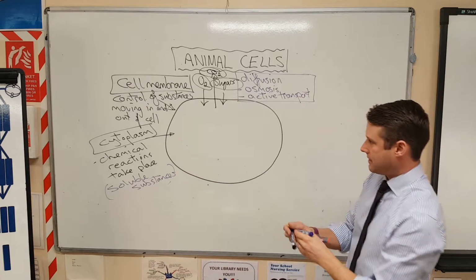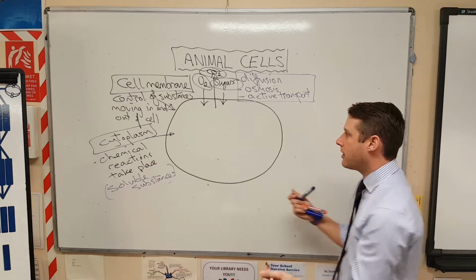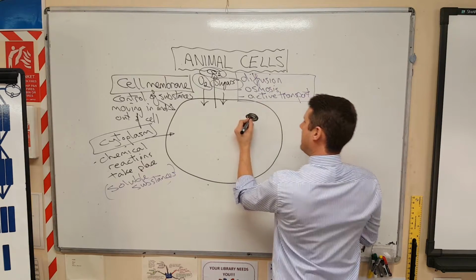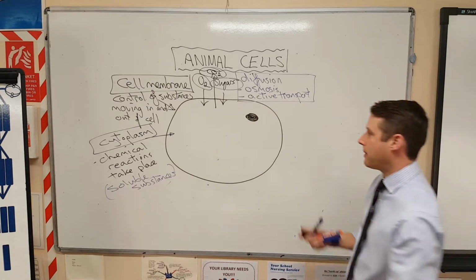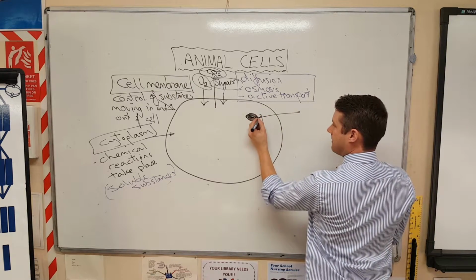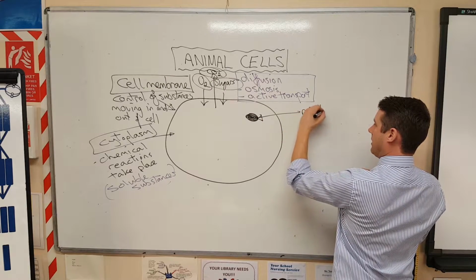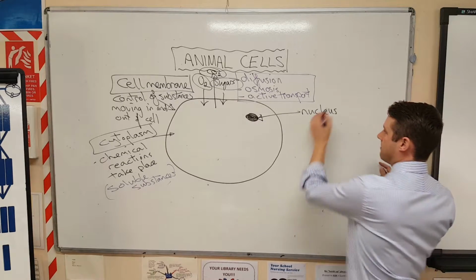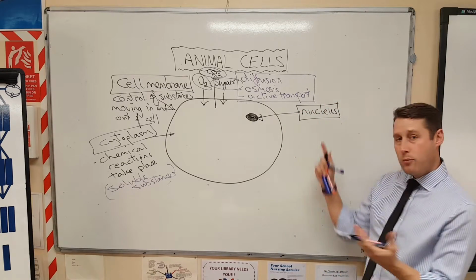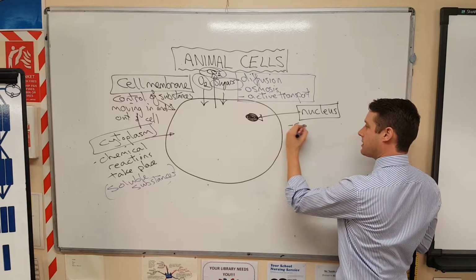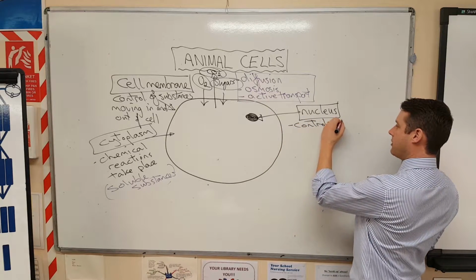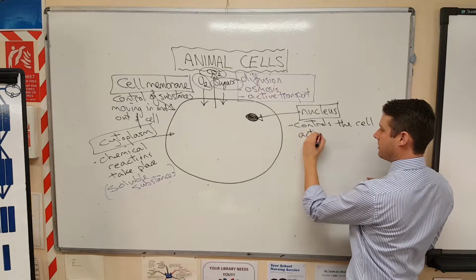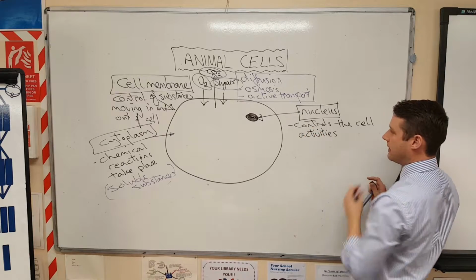So, next key feature that you'll normally recognise straight away, there's going to be what appears to be a dark dot in the centre of, or somewhere in the cytoplasm. This, of course, is the nucleus. And it's a nucleus, not a nucleus. So just careful about the pronunciation there. And what we say about the nucleus is it controls the cell. So it controls the cell activities. So that's the kind of stock phrase that you're going to be able to recall in the exam.